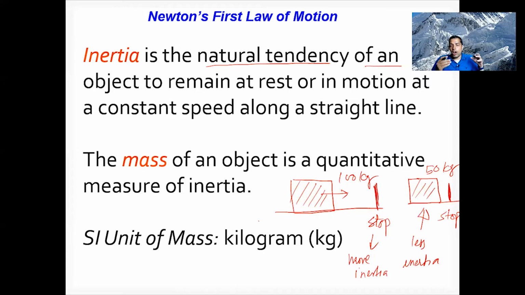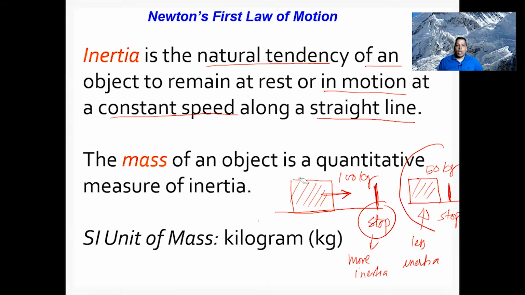Meaning an object which is in motion has the tendency to keep moving at constant speed without changing the direction. So that tendency depends on the mass. Bigger the mass, greater the tendency. Meaning, since this guy has bigger mass, it has greater tendency to keep moving. That's why it is difficult to stop here. And this guy has smaller mass and has less tendency to keep moving. So that's why this is easier to stop. So that's the inertia.